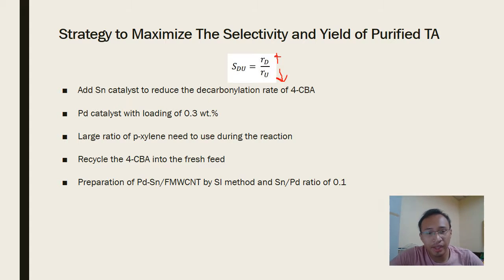So the last thing that we can do is preparation of PdSn by the SI method and an Sn over Pd ratio of 0.1. So it will give us 99% removal of 4CBA and will enhance the process selectivity.